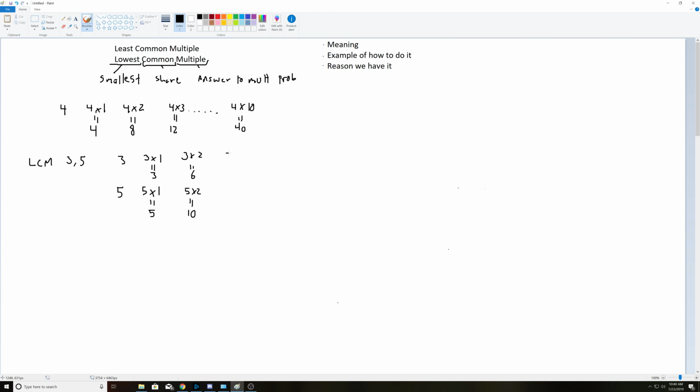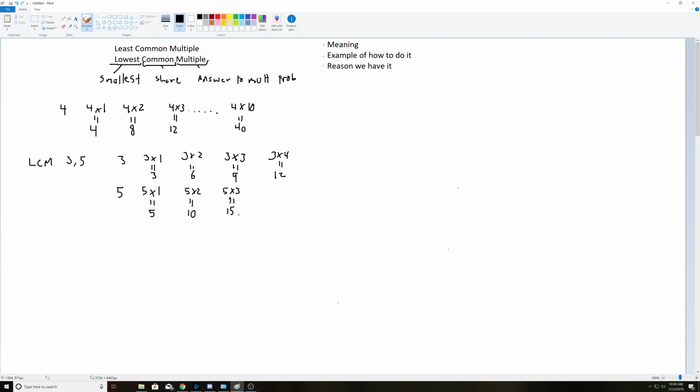So we're going to check the next multiple of 3. So 3 times 3 equals 9. All right. Now they're still not the same, and 9 is smaller than 10, so we're going to check the next multiple of 3. So now we're up to the fourth multiple. 3 times 4 equals 12. All right. Now 12 is bigger than 10, so we're looking at the next multiple of 5, which is 5 times 3 equals 15.